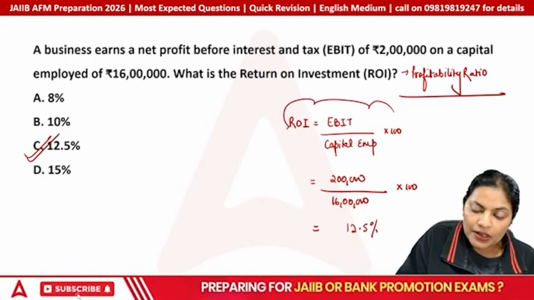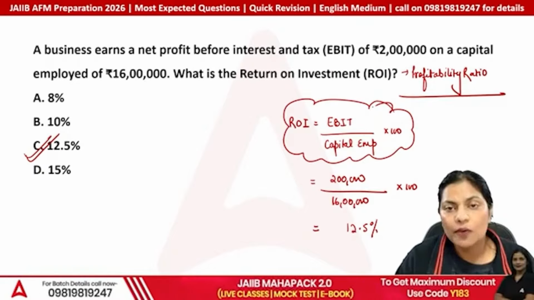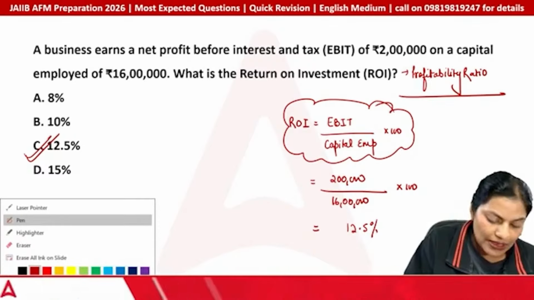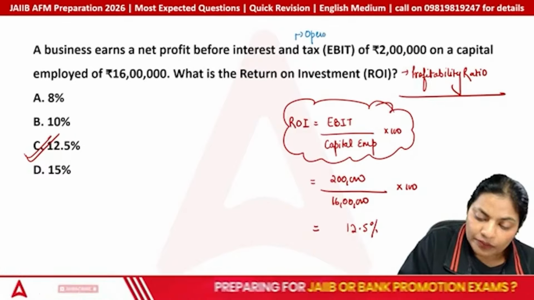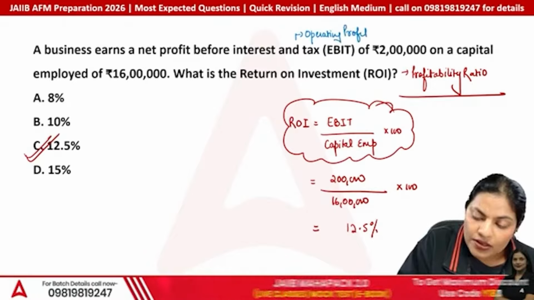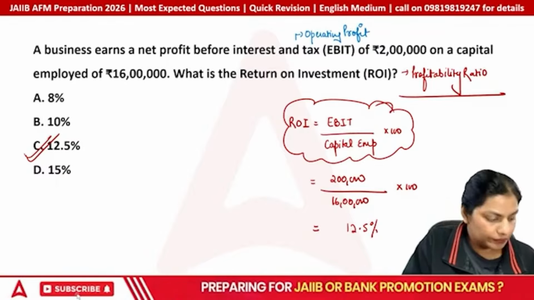The formula being EBIT. EBIT is your operating profit. Operating profit is basically the earnings that are available for all the stakeholders. We also call it the operating profit of a company. Because interest is a non-operating expense. So before interest and tax, both are non-operating.